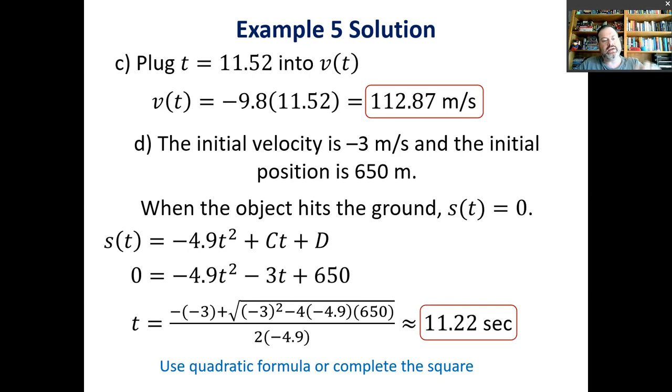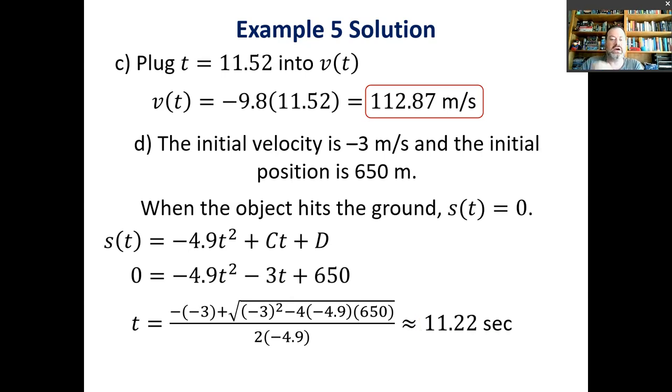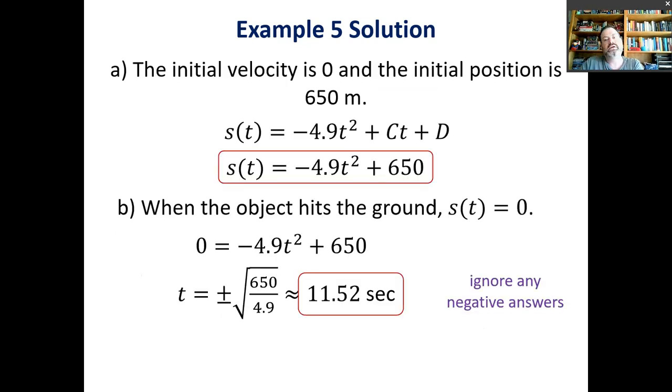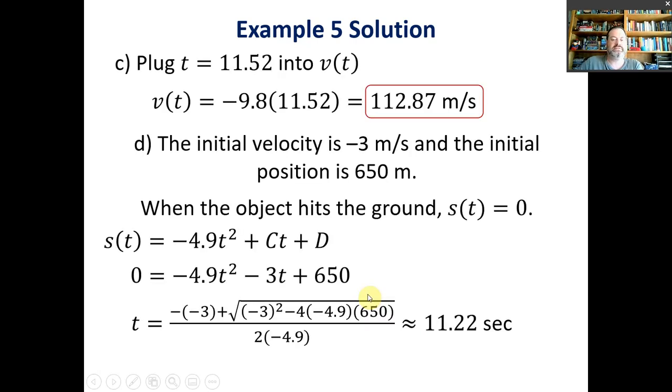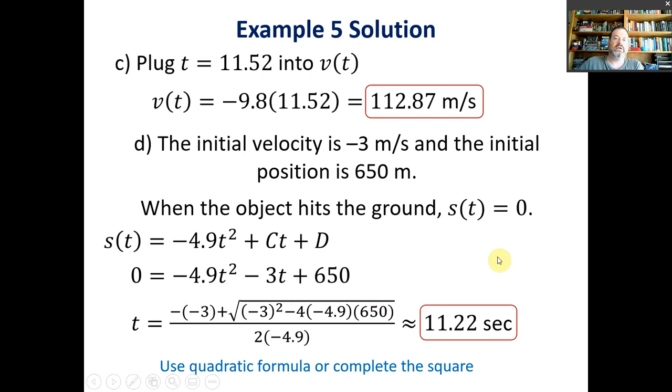So starting that object with a little bit of a faster speed doesn't really cut down on its time, right? It's only about a third of a second faster, right? Because the other time right here was 11.52, so it was only 0.3 seconds faster, right? So it got to the ground a little bit faster, but not much faster. That's how you do it.